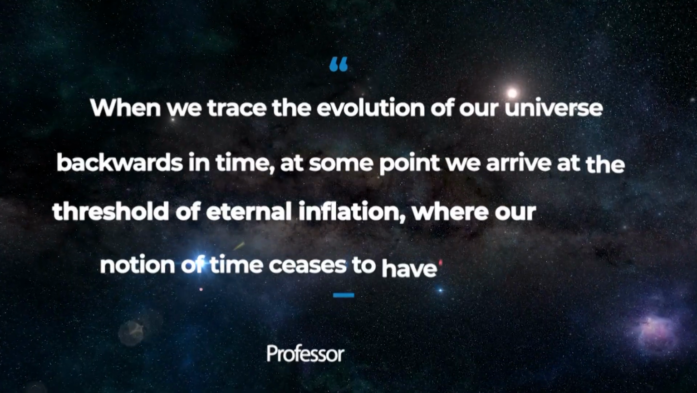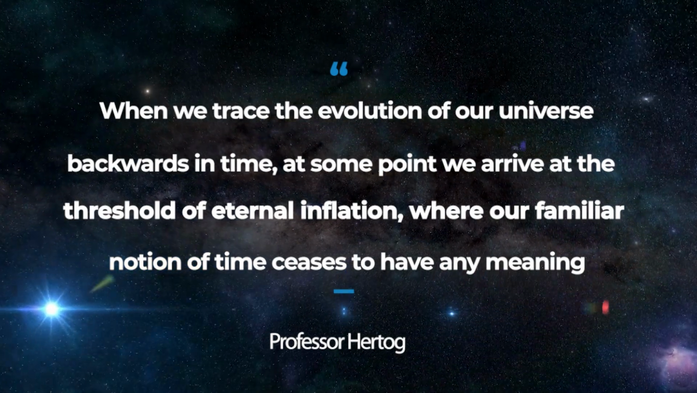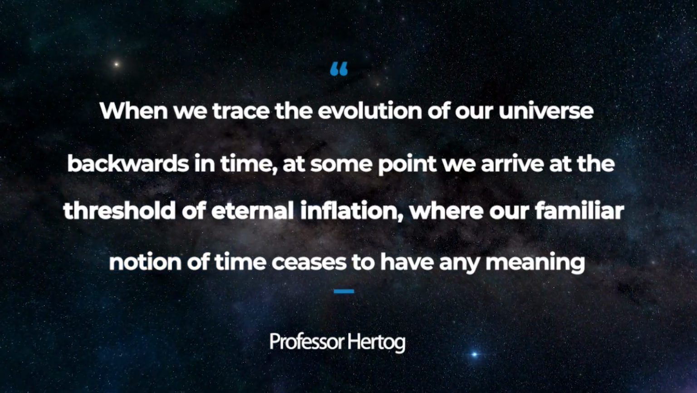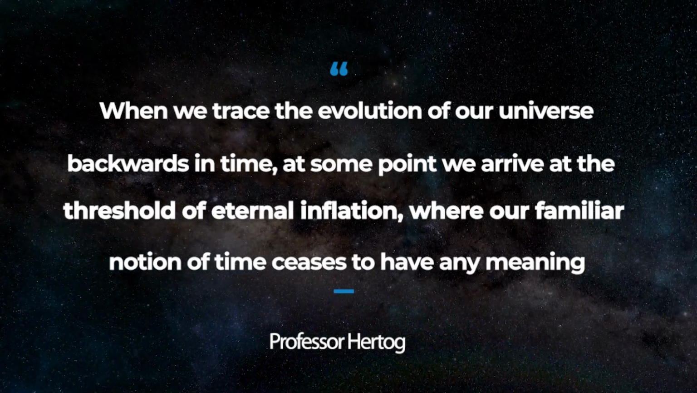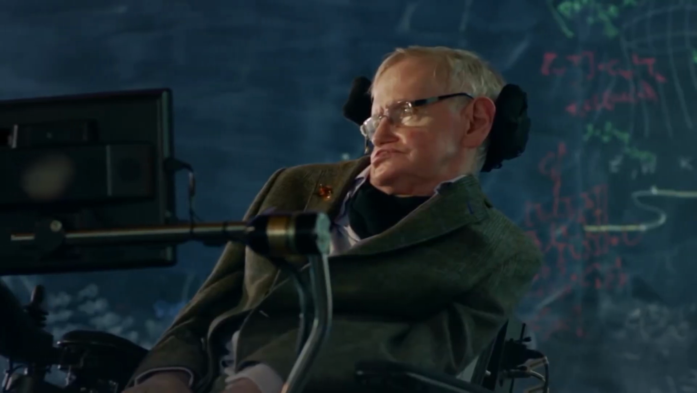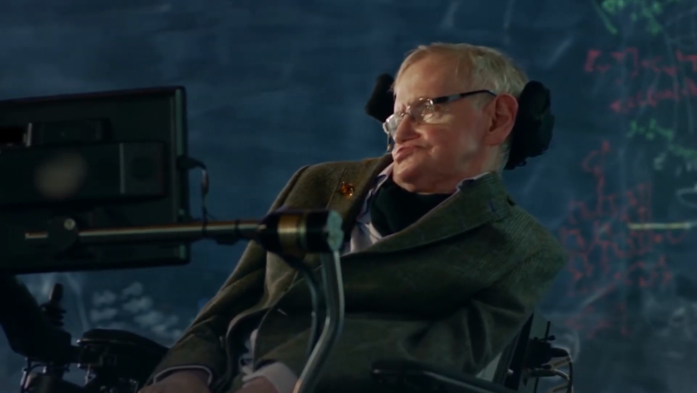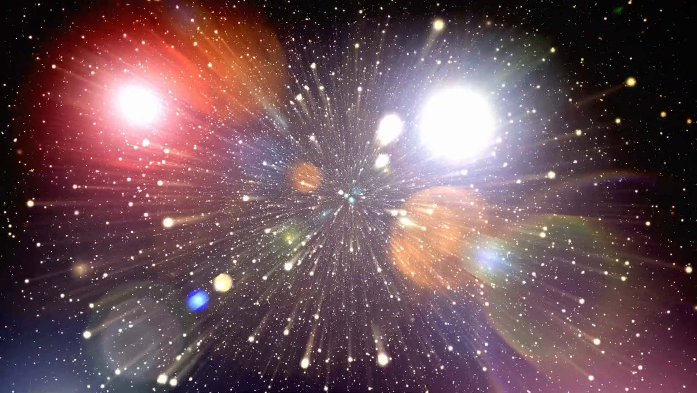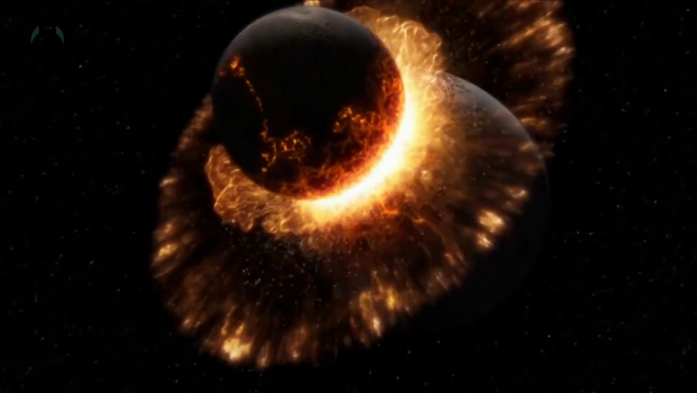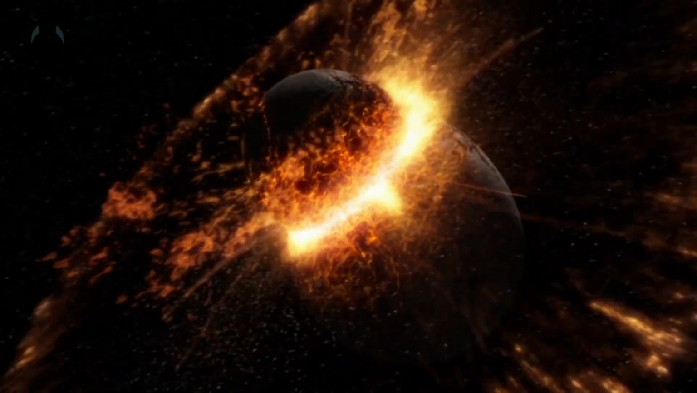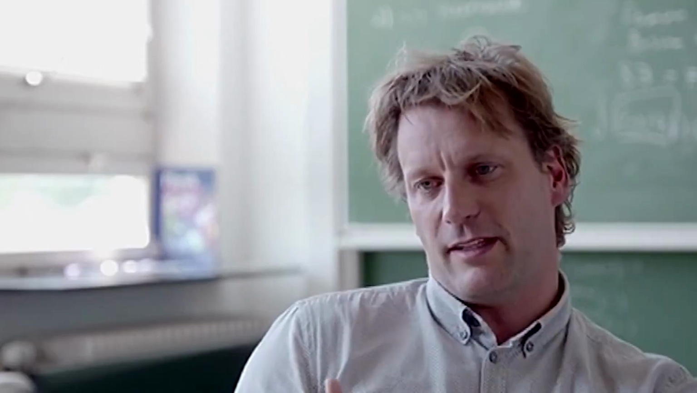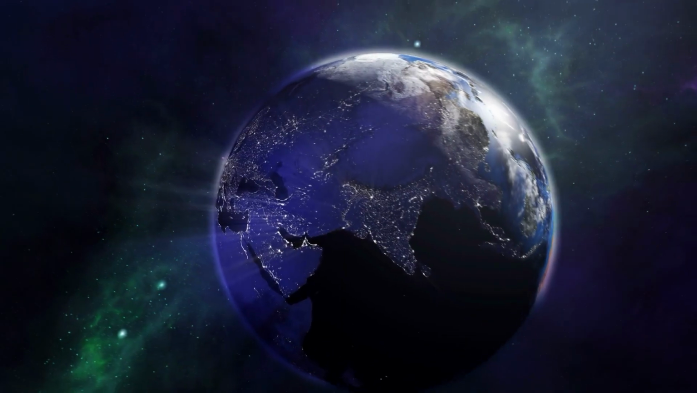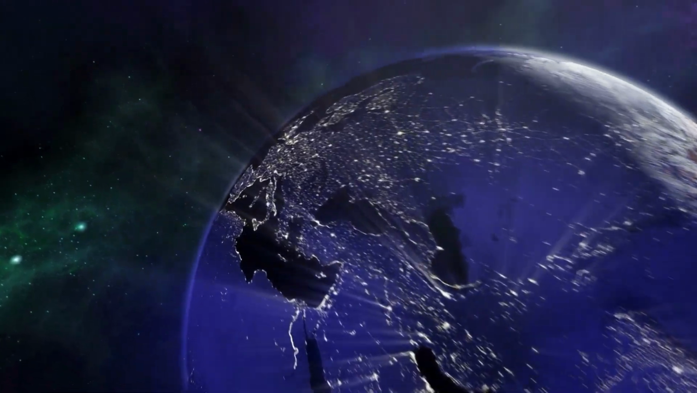Professor Hertog further explains, "When we trace the evolution of our universe backwards in time, at some point we arrive at the threshold of eternal inflation where our familiar notion of time ceases to have any meaning." The earlier no-boundary theory of Hawking said that if you went back in time to the beginning of the universe, it would shrink and close off like a sphere. This new theory is different from their earlier work. Professor Hertog mentioned, "Now we're saying that there is a boundary in our past."